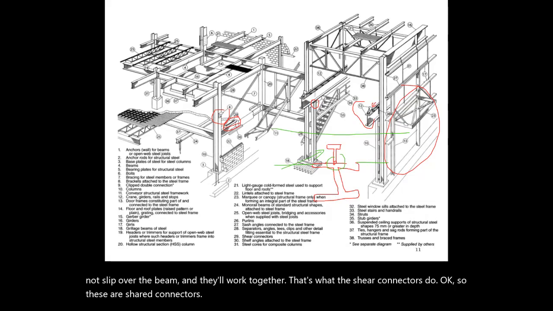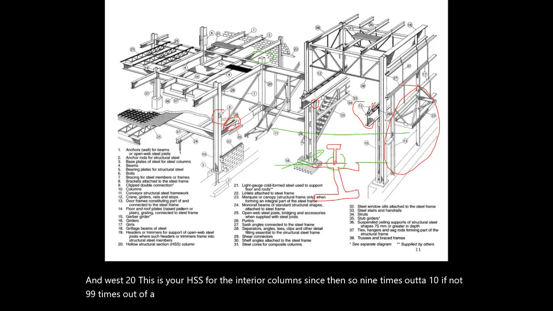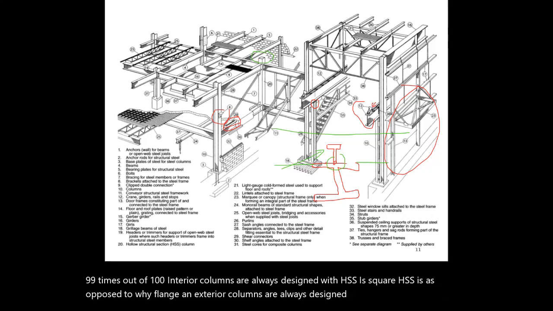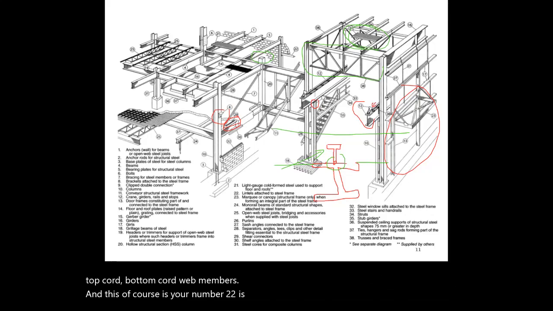And what's number 20? Oh, this is your HSS for the interior columns, you understand? So, 9 times out of 10, if not 99 times out of 100, interior columns are always designed with square HSSs as opposed to wide flange, and exterior columns are always designed with wide flange or rectangular HSSs and never square. Oh, and then of course here, these are trusses: top chord, bottom chord, web members. And this, of course, number 22, is your steel deck, and we'll talk about that in the lab, the steel deck and so on.